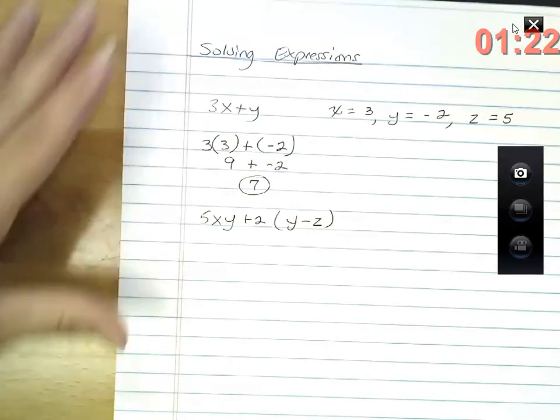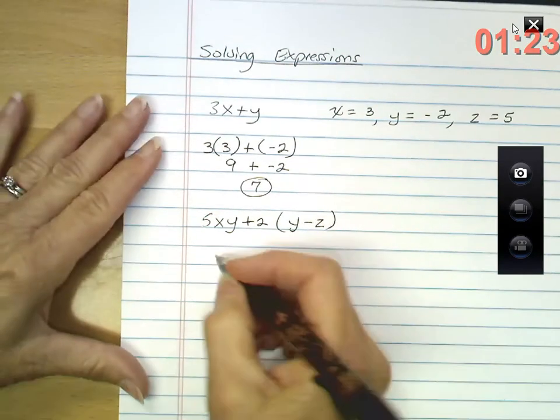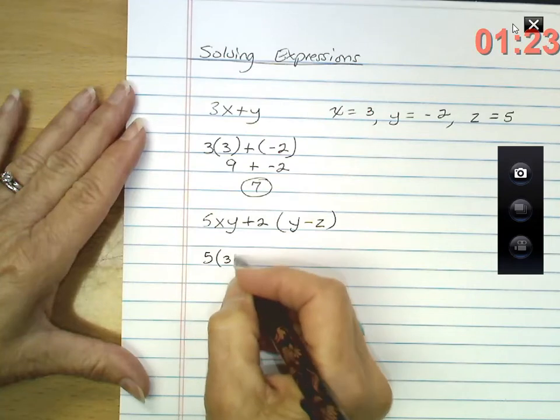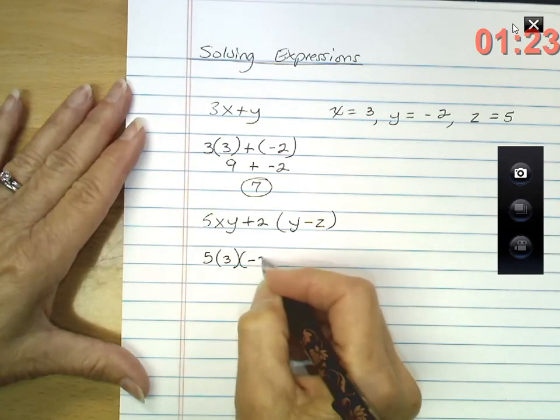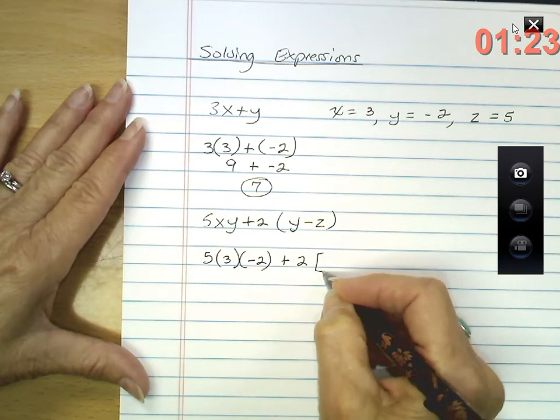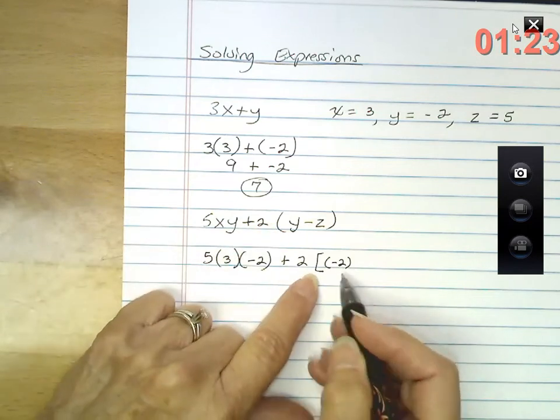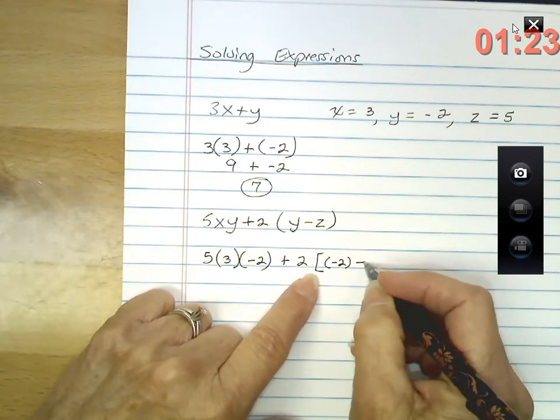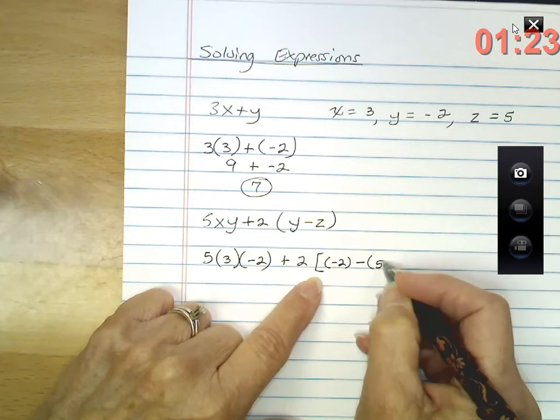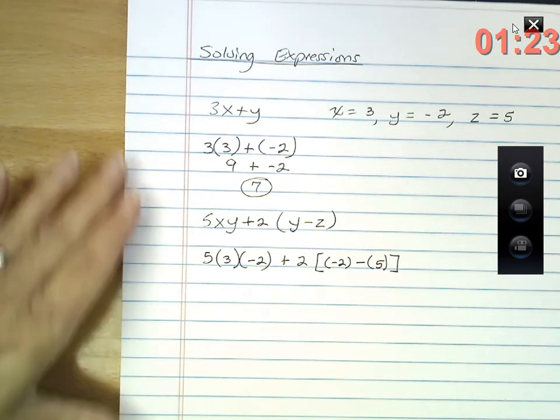5xy plus 2 times y minus z. Okay, so in place of x, I'm going to put a 3. In place of y, I'm going to put a negative 2. Plus 2. And then here, in place of that y, I'm going to change that into another set of braces. Okay, and then I'm going to put a 5 right there. Now, you don't have to change it that way. You can use 2 sets of parentheses if you want to, but just be careful when you're substituting numbers in.